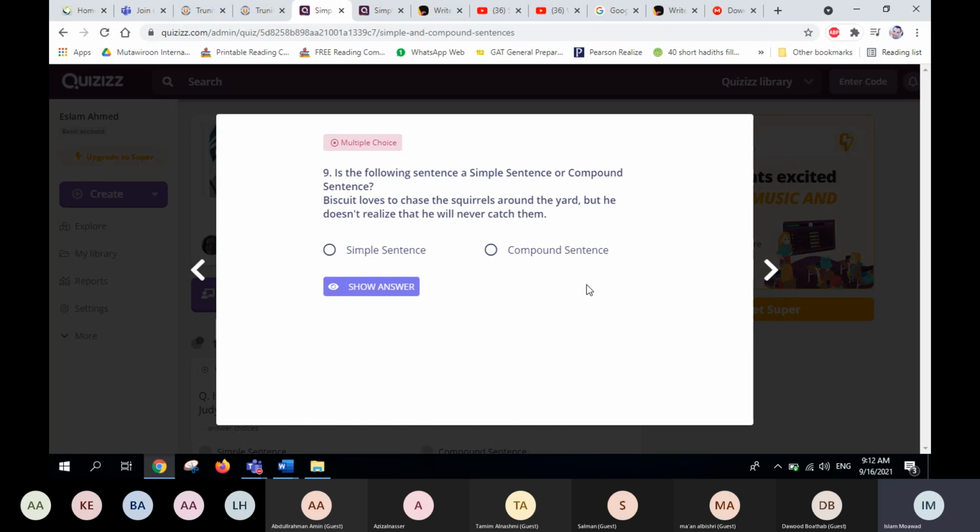Number 9, Ali. Is the following sentence simple or compound? Biscuit loves to chase squirrels around the yard, but he doesn't realize that he'll never catch them. Simple. Okay, why simple? Let's take it one by one. Biscuit is the subject, right? Where's the predicate? Okay, let's go to the second clause. But he is the subject, and doesn't realize is the predicate. So it's a compound sentence.